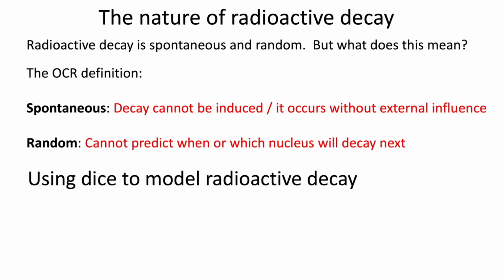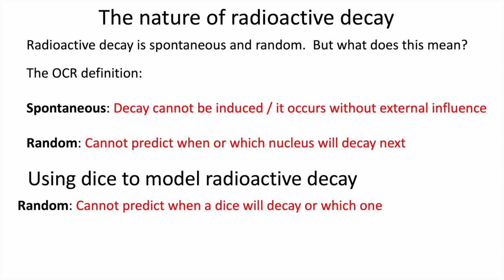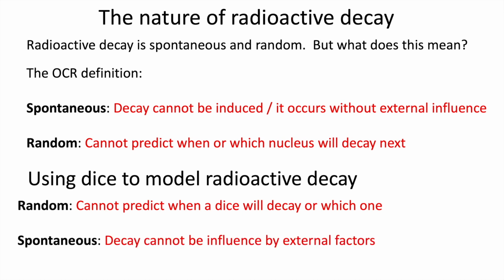So using dice is a great way of modelling radioactive decay. First of all, it's random. You can't predict when a dice will land 6 upwards, or which dice, if you've got a whole sample of them, will land 6 upwards. And of course it's spontaneous. We have no influence over this decay at all by external factors. So what we're going to do now is look at practical results from 2 groups that I've collated and see what we can learn from it.